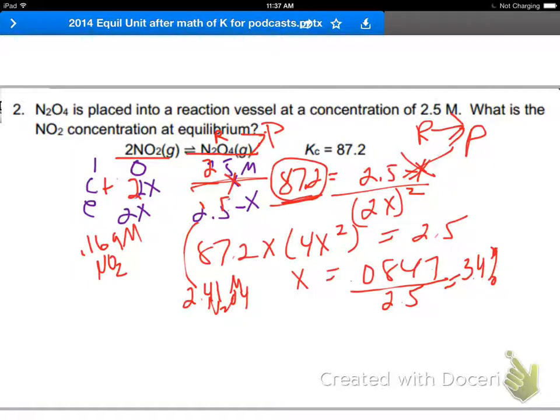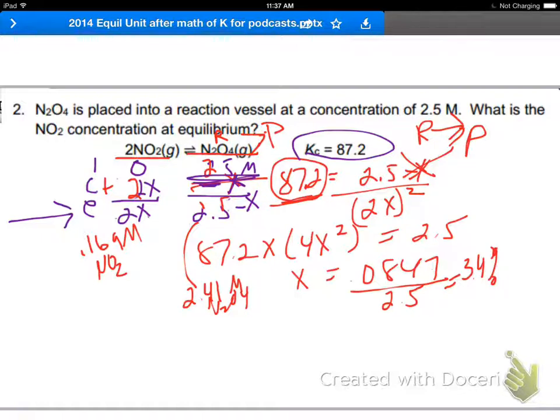Okay, so here we have N2O4 placed into our reaction vessel at a concentration of 2.5. What is the NO2 concentration at equilibrium? So I'm starting with all product from the way this reaction is written and from the Kc that I'm given. Okay, and I have no reactant to start, so I'm going to lose some concentration of my product and gain some concentration of my reactant. So my equilibrium concentrations are here, 2x and 2.5 minus x.